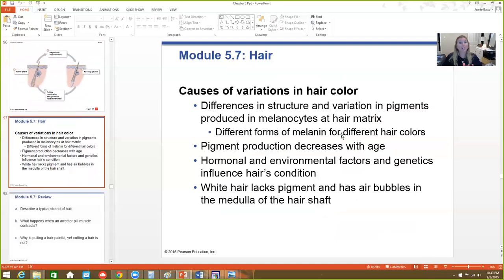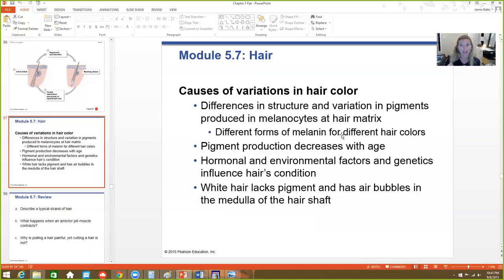So let's talk about hair color. You're probably wondering about that. There are some causes of variation of color. Obviously, this is done by melanocytes, just like your epidermis. It's done through the matrix. The matrix is where the melanocytes, the melanin, is found. Different forms of melanin are going to give you different hair colors.